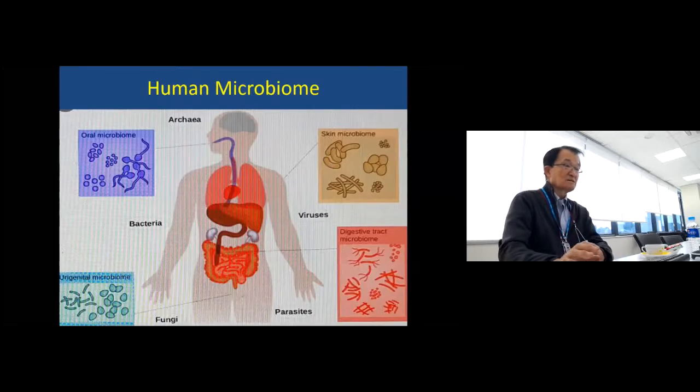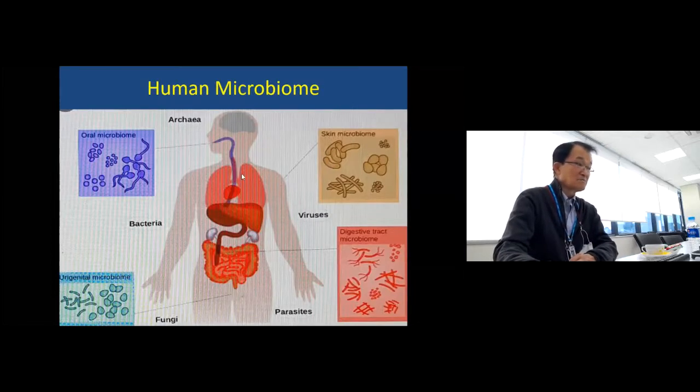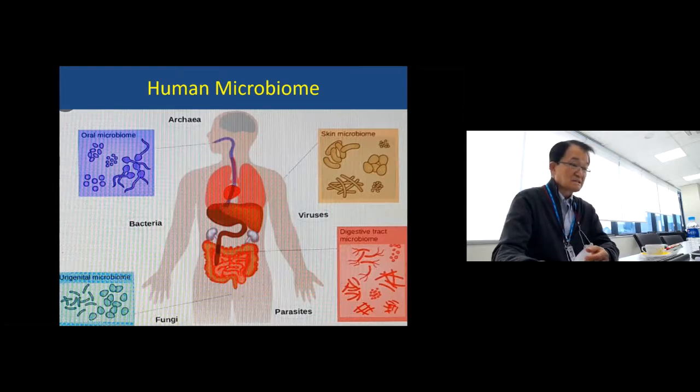So dealing with all this microbiome, you have bacteria, viruses, fungi, parasites, some archaea, and so you have lots of microbiome in the mouth, skin, and the intestinal tract, as I mentioned, and the urogenital system.